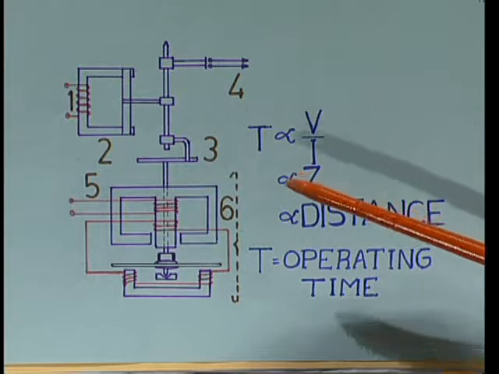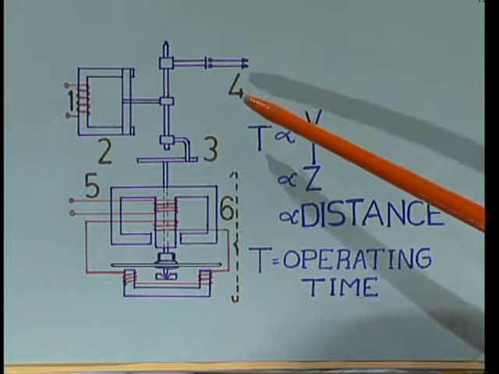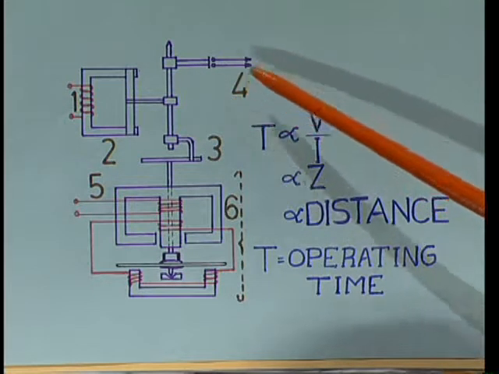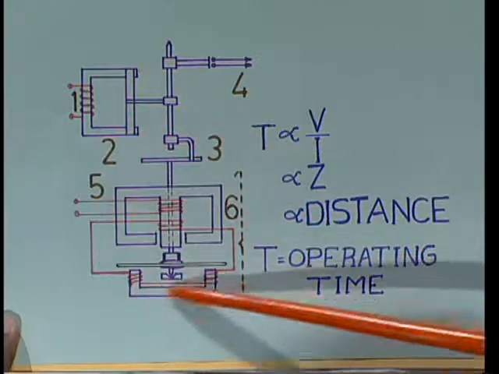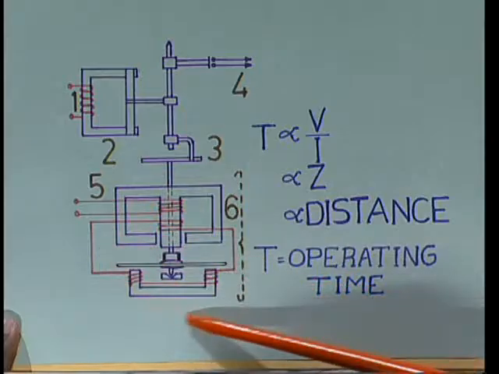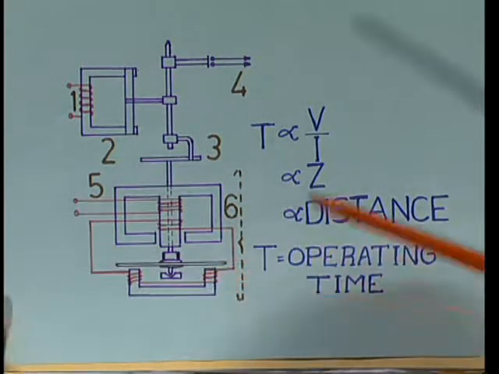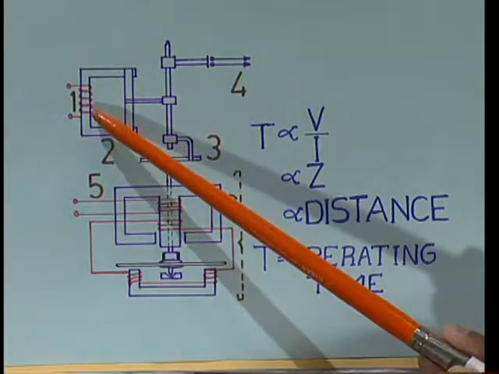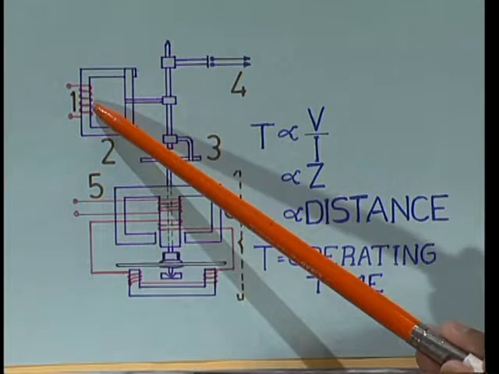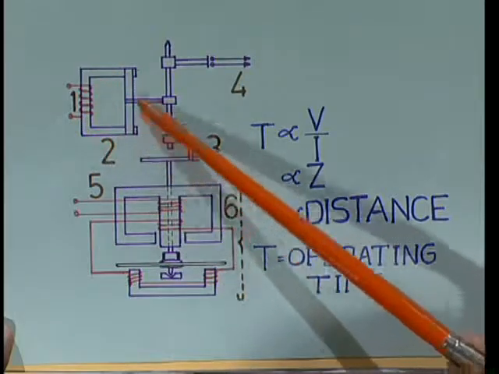The other type of relay is the time distance relay, and constructionally the distance time relay is like this, as shown in the figure. It is essentially an overcurrent relay. So these are exactly the overcurrent relay elements. The first one is the restraining voltage magnet. This is called the restraining voltage magnet.